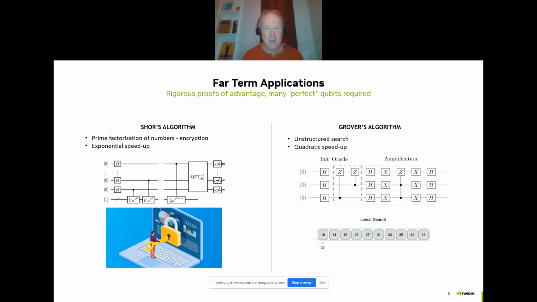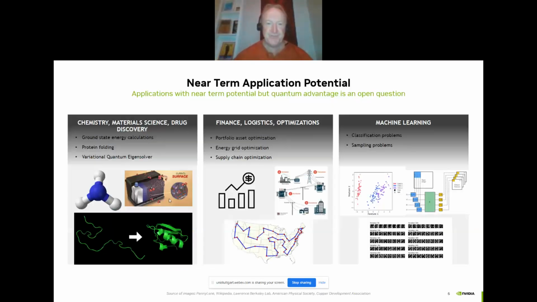So these are two examples of far-reaching applications that are a ways off, but we know mathematically they're proven that the quantum advantage exists, and these are a couple of the real motivators to getting people excited about finding these optimal algorithms and producing the hardware to actually realize this quantum advantage.